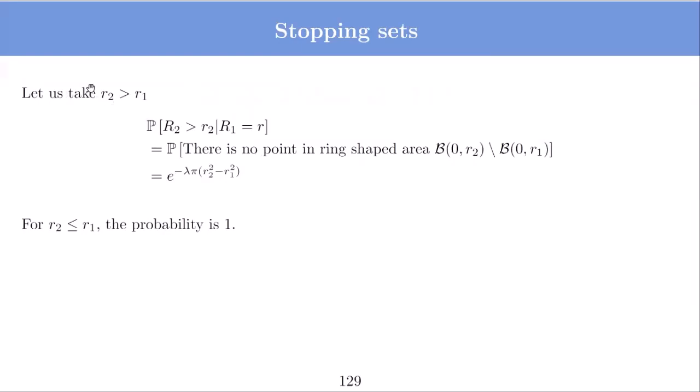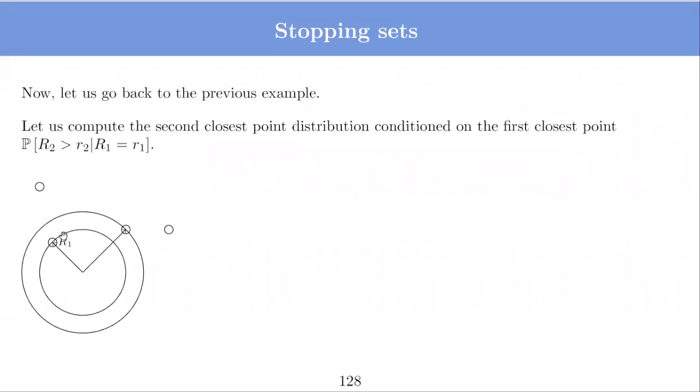If r2 is more than r1, then what is the probability that R2 is more than r2 given R1 is at r1? I construct a ball of radius r1, and there is one point exactly at this boundary. What is the probability the second point is outside the r2 ball? So I construct a ball of radius r2, and the second point is outside this ball. Okay, so the first point is at this boundary, and we know that there is no point inside it.